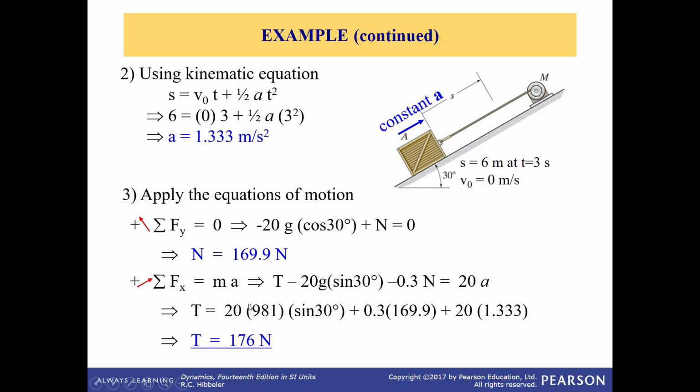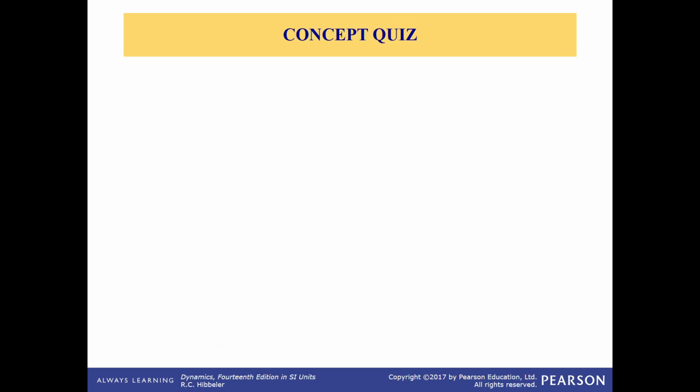Why 20a? We need to refer back to this equation, ma, because we are having the motion in this direction. So m is 20a. So here you actually have three unknowns, which are T, N, and a. But actually you have solved a from the kinematic equation. You take a and just insert it here as 1.33 meters per second squared, and N you have solved in the y direction. So you just put 169.9 into this equation. Now you can solve for the tension T. So you solve this, you get T equal to 176 Newton. Okay, so we finish this part.